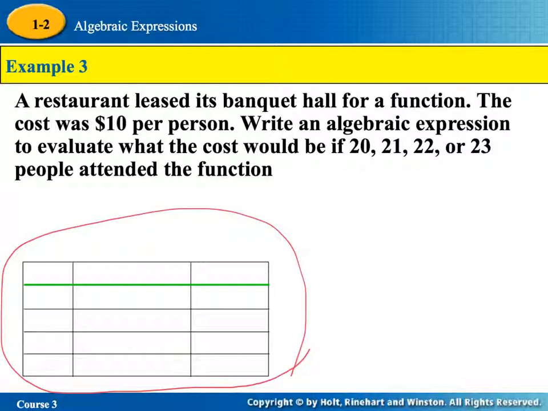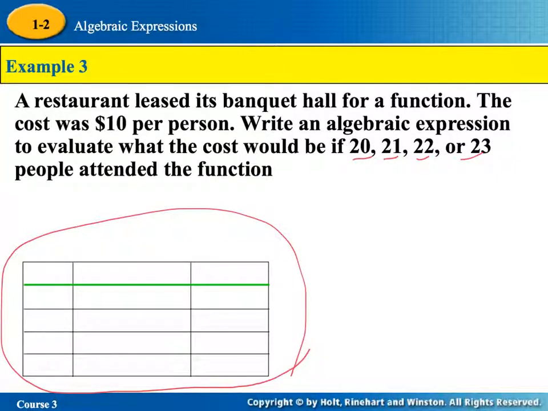All right. So it says, a restaurant leased its banquet hall for a function. The cost was $10 per person. Write an algebraic expression to evaluate the cost if 20, 21, 22, or 23 people attended this function. How could I figure out the answer if 20 people attended it, 21, 22, 23? What could be an algebraic expression to calculate this? Well, we know it's $10 per person. Do we know how many people are attending? Yeah, 20, 21, 22, 23.